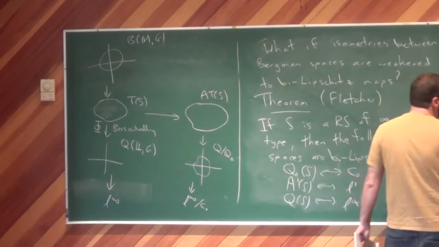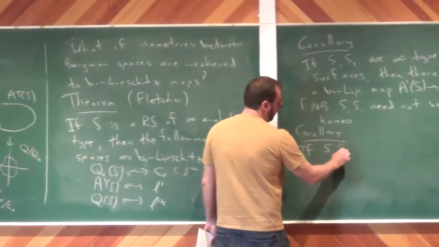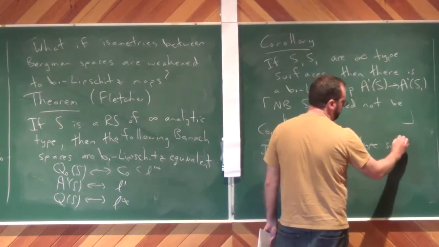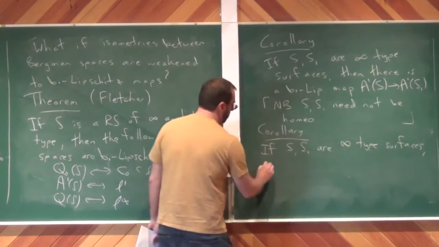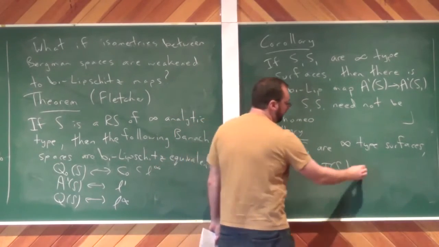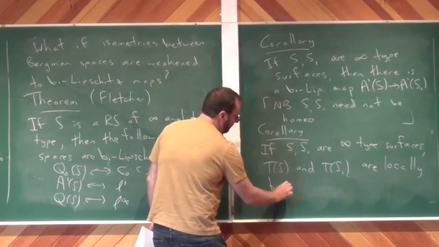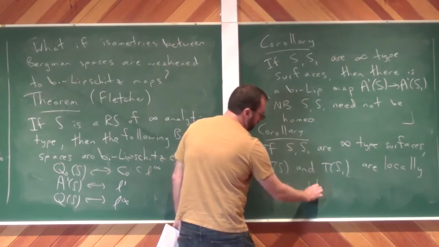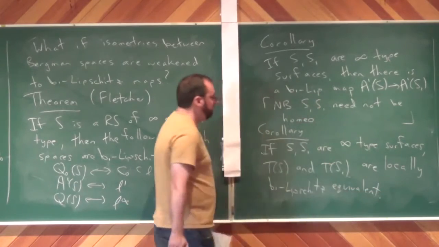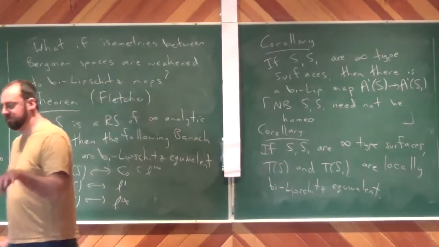Another corollary is that if S and S1 are infinite type surfaces, the Teichmüller space of S and the Teichmüller space of S1 are locally bi-Lipschitz equivalent. Meaning, if you take any point in Teichmüller space of S and any point in Teichmüller space of S1, you can come up with a bi-Lipschitz map between neighbourhoods of those points.